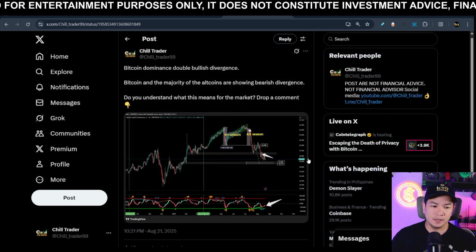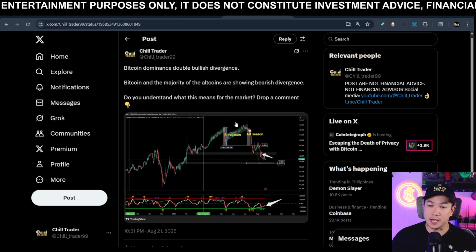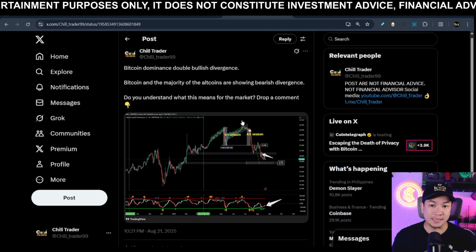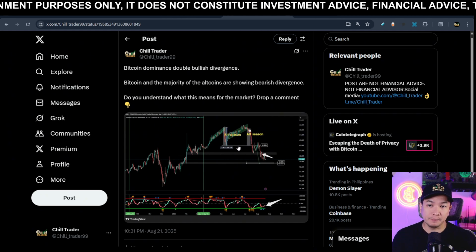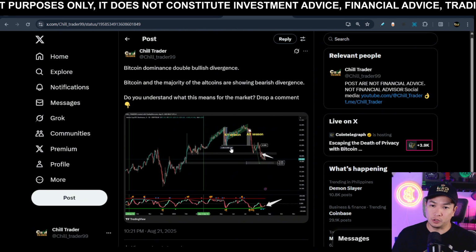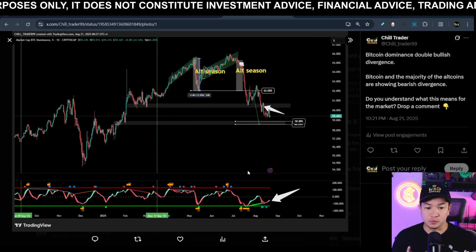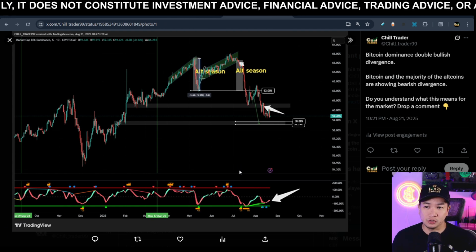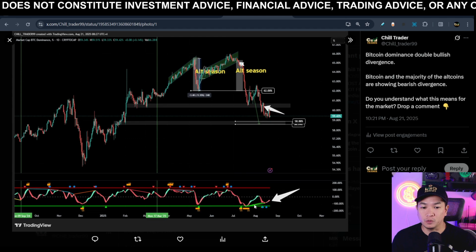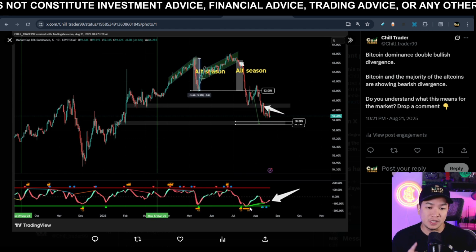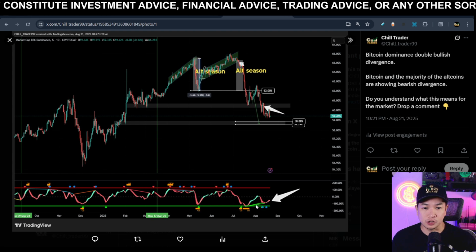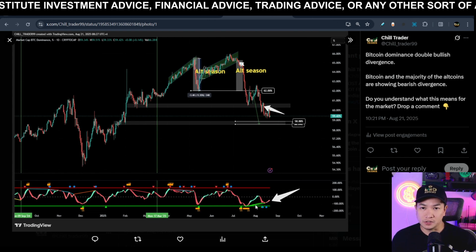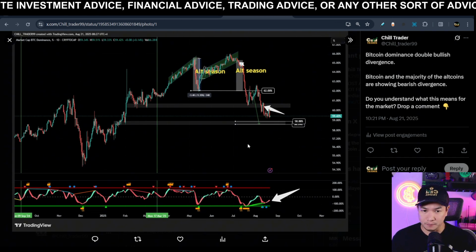$90,000. And if you are following me on my X account, today I tweeted about Bitcoin dominance, a double bullish divergence. If you look at the Bitcoin dominance chart on the daily time frame, you will see a double bullish divergence that forms on the oscillator, Chart Prime Oscillator Pro.